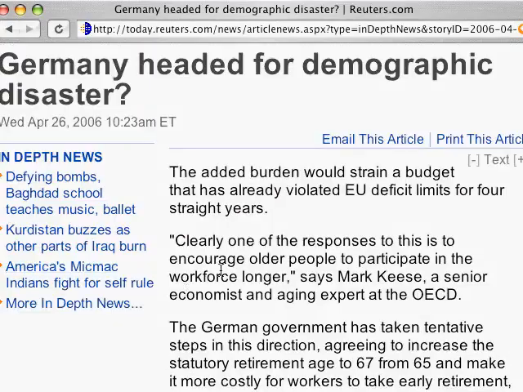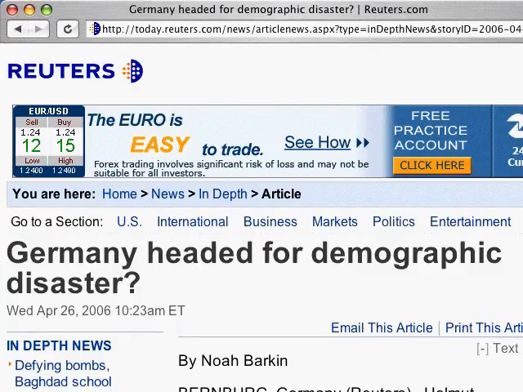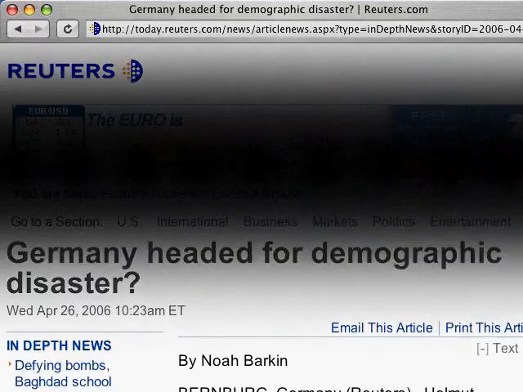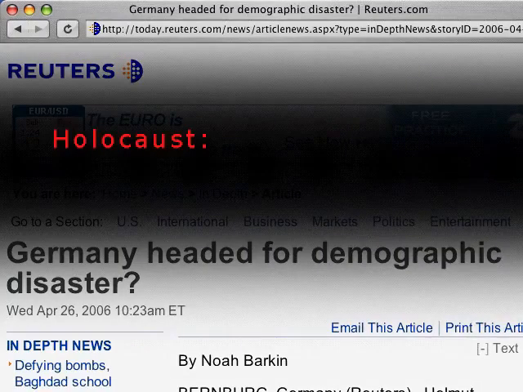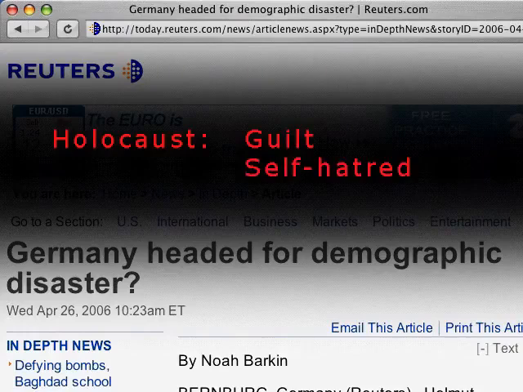Unbelievably, the article focuses on economic implications of all things. Clearly, one of the responses to this is to encourage older people to participate in the workforce longer. Nothing is bigger in the German psyche and identity than the Holocaust. It creates guilt, self-hatred, and demoralization.